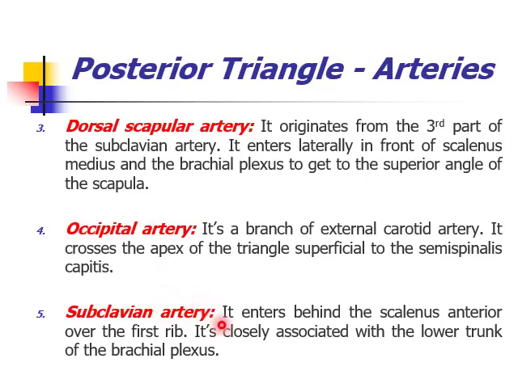Whereas the subclavian artery is a large artery present at the base or near the base of the posterior triangle, entering behind the scalenus anterior over the first rib. It's also closely associated with the lower trunk of the brachial plexus.